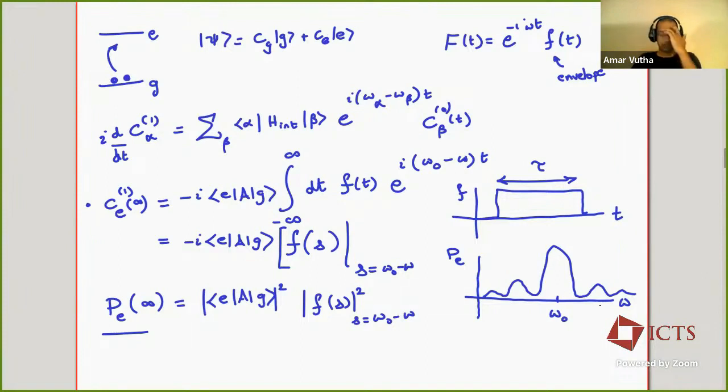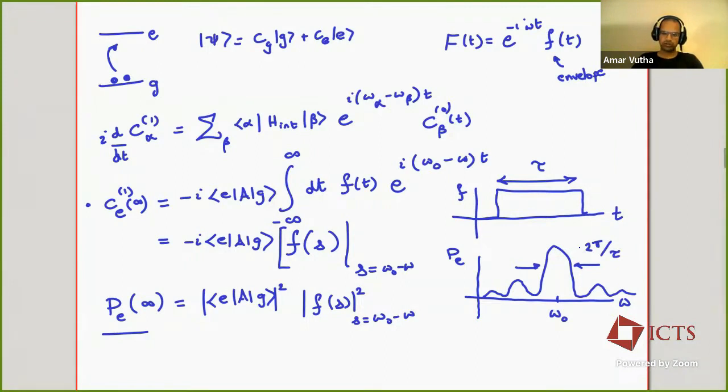Okay, so this is not just a matter of convenience. You can also learn some interesting physics from all this. So first of all, what you realize is that this excitation line shape has a width to it, which is determined by the Fourier transform relation. So if this envelope function f in the time domain has a width tau, then in the frequency domain, it's going to have a width that's roughly 2 pi over tau.